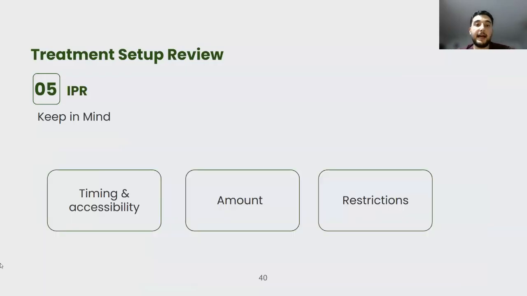Moving on, the fifth thing that we need to check in our treatment setup, or from our list, is the interproximal reduction. We need to check timing and accessibility. So sometimes, a lot of the times actually, technicians place interproximal reduction at stages where the contact is not perfect. And if we actually do that, we're gonna end up either causing a ledge on the tooth, or we're gonna end up cutting enamel from an inappropriate surface, whether it was lingual or buccal.